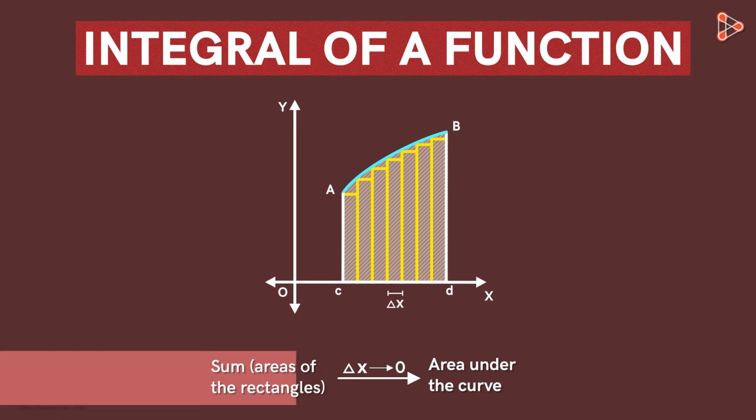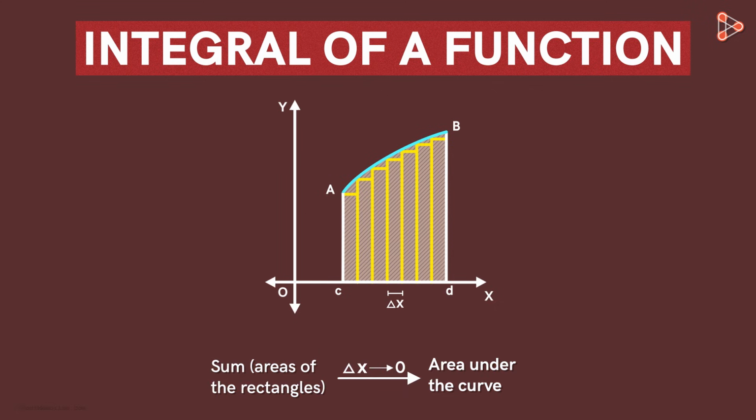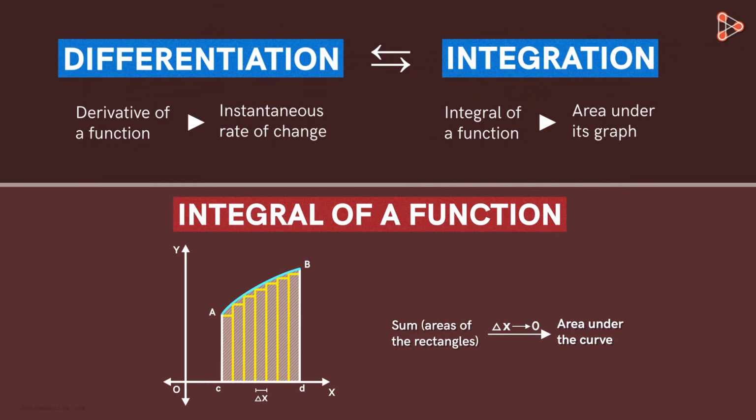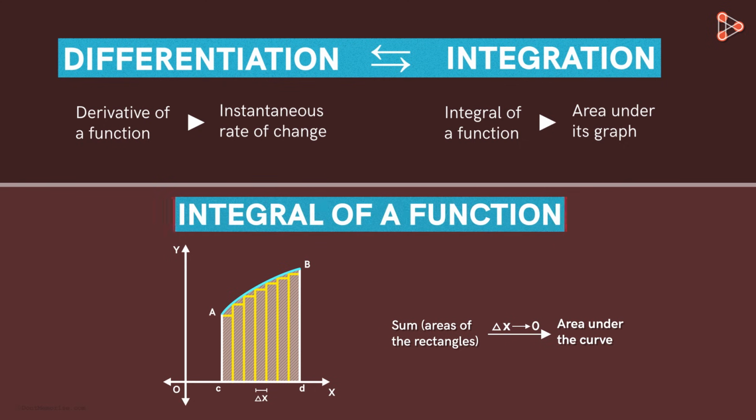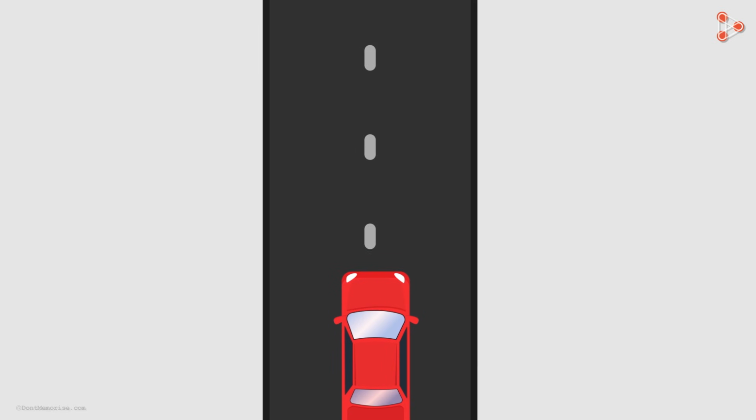We can see that this process is a bit lengthy and cumbersome. We can't do this every time. So now we will see that this relation comes to our rescue. It gives us an easier way of finding the integral of the function. So let's get started. Consider a car traveling on a road.